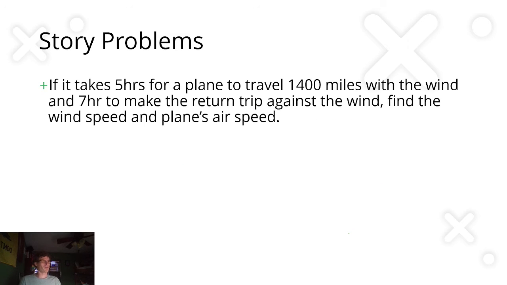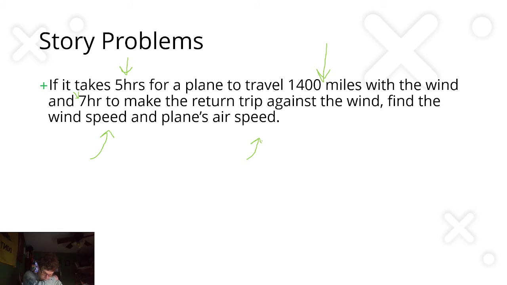If it takes 5 hours for a plane to travel 1,400 miles with the wind and 7 hours to make the return trip against the wind, find the wind speed and the plane's airspeed. All right, so this one is also similarly a little bit involved. What do we know? We do know the number of hours that the plane took with the wind and against the wind, and we know the distance, okay?